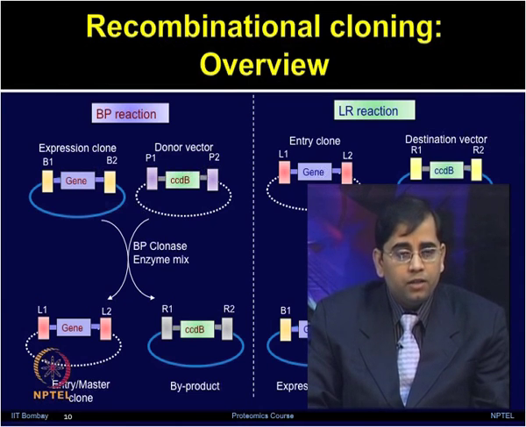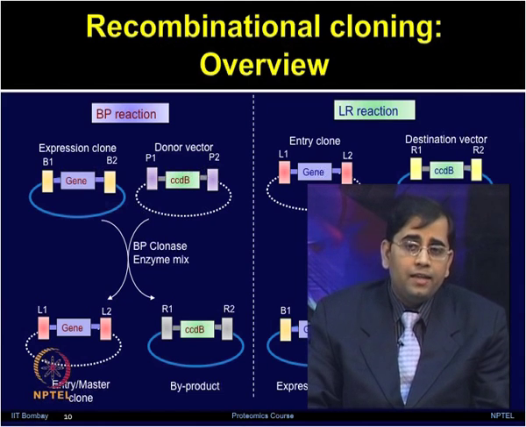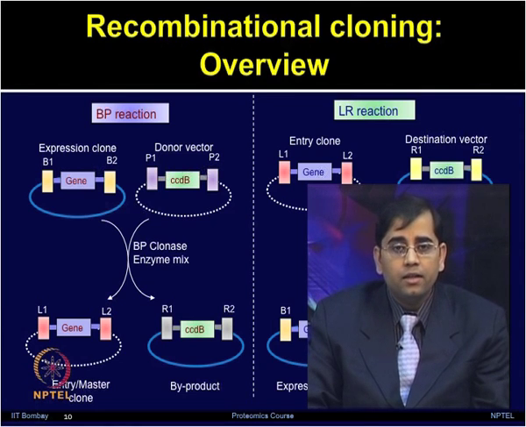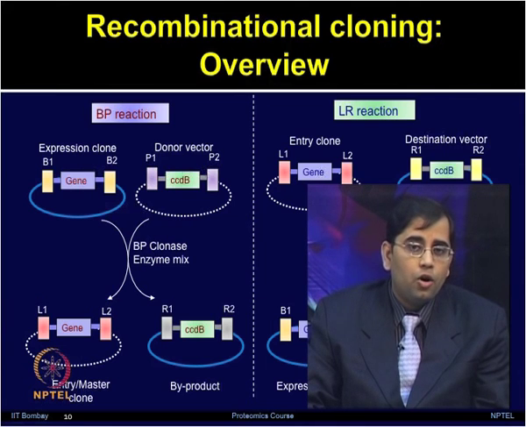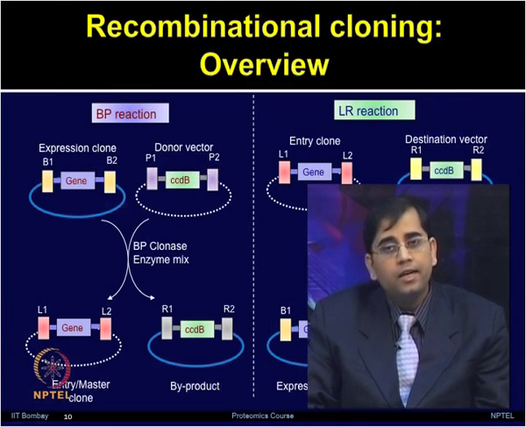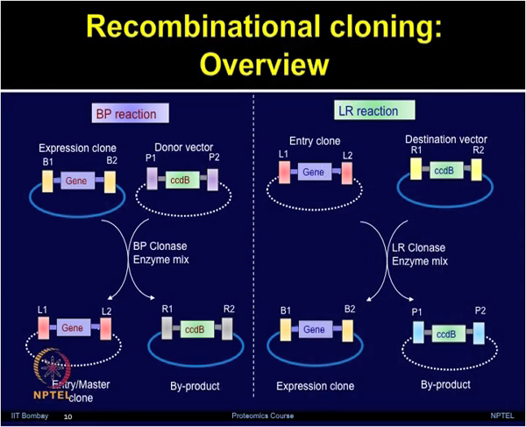In the BP reaction, which is catalyzed by the BP clonase enzyme, it facilitates recombination of the attB substrate, which could be the attB obtained from the PCR product or attB containing the expression clone, with the attP substrate, which is the master vector, and this can create the attL containing master clones.